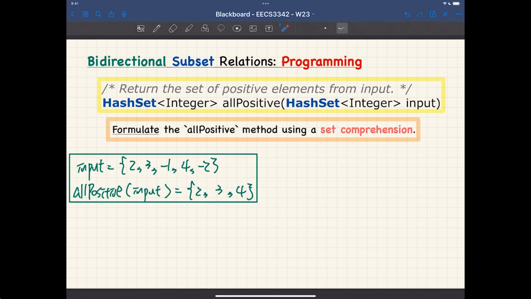And the question goes like this. Let's solve it together. We want to formulate this method here using a set comprehension. Oh, there are 2 things. Number 1 is set comprehension. How do you express this all positive over here in terms of set comprehension? I'll give you some skeleton. If I say all positive and then any input, which is a set of integer, and I'm trying to formulate.